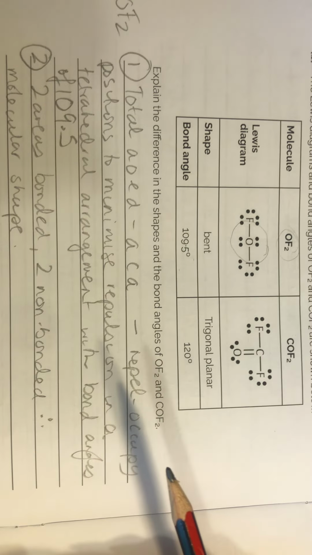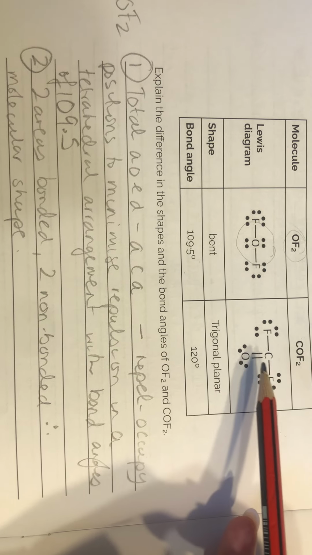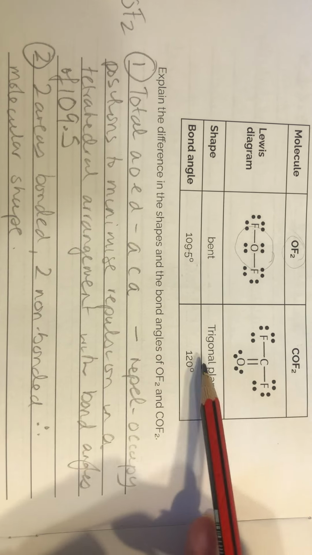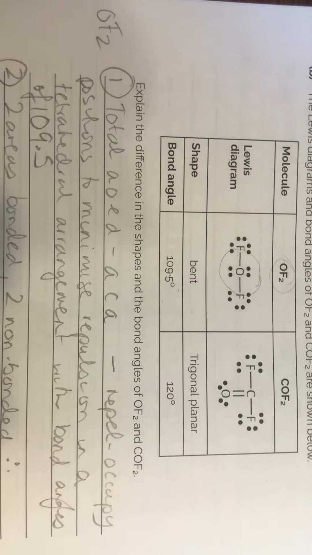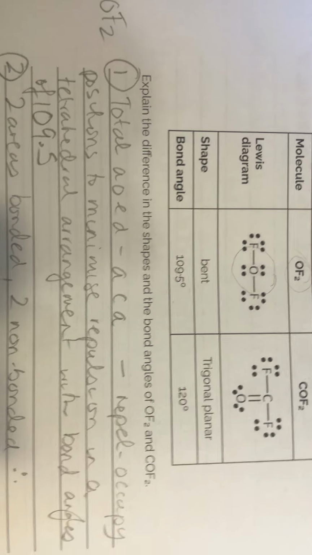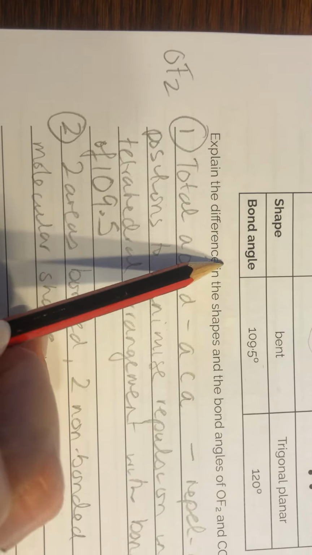So 3 total areas of electron density around that central atom, occupying positions to minimize repulsion in a triangular planar arrangement with bond angles of 120. And then the second idea, because all 3 areas are bonded, the molecular shape is also trigonal planar or triangular planar. This does ask you to talk about explaining the difference.